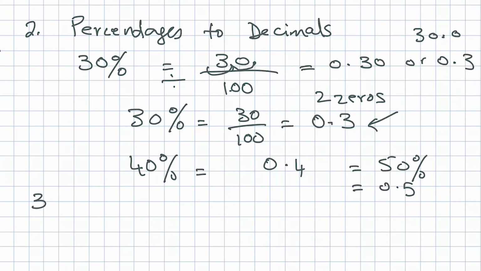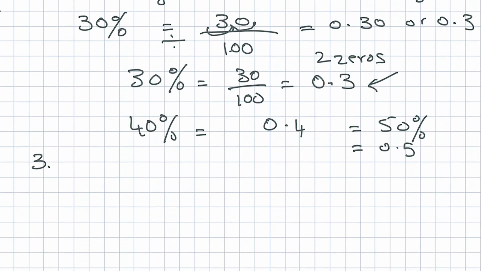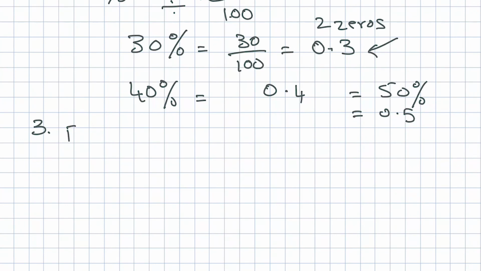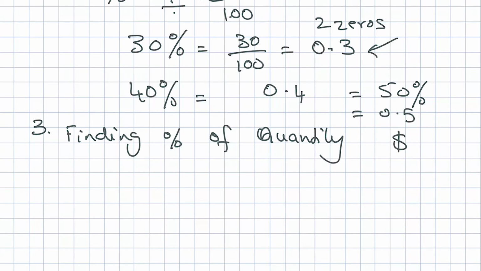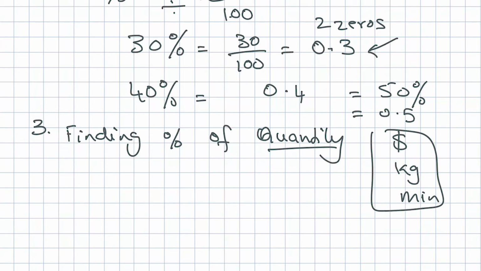Now, the third and last thing I'm going to talk about in this video is finding percentage of quantities. A quantity can be any number. Quantity can be money, so dollars. It can be mass, for example, kilograms. It can be time, for example, minutes, and so on. So these are all quantities. If you have to find a percentage of a quantity, this is how you work it out.